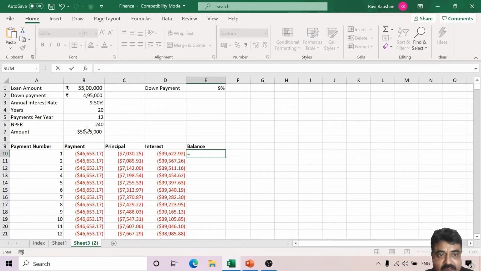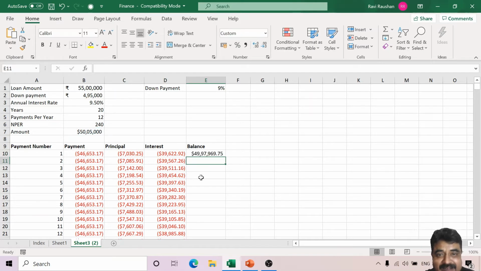So I click on the amount. I do not give a minus sign in this case. I give a plus sign for a simple reason, because principal came as a negative value because it is going out. So I plus it. Actually, I am deducting principal from the loan amount. I press enter. I get the balance amount here.